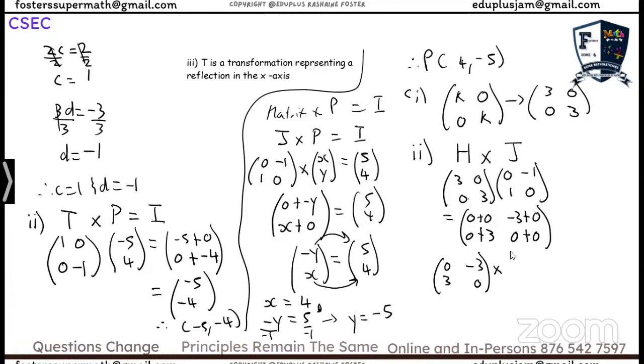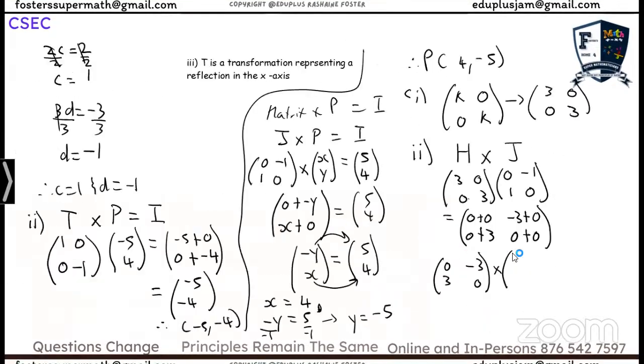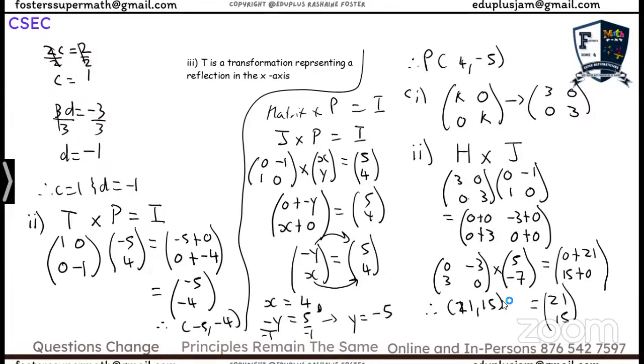That's the matrix. Remember now, I need to multiply it by that point, (5, -7), so that I can get the image of this point when I am using this transformation. So 0 times 5, 0, plus -3 times -7, 21. Then 3 times 5, 15, plus 0 times -7, 0. What's my answer here? (21, 15). And if they ask you for coordinates, always write it in coordinate form when you're finished. So that is my answer right there.